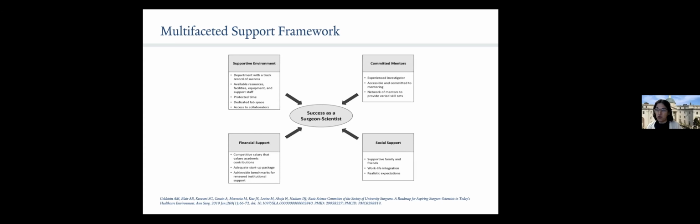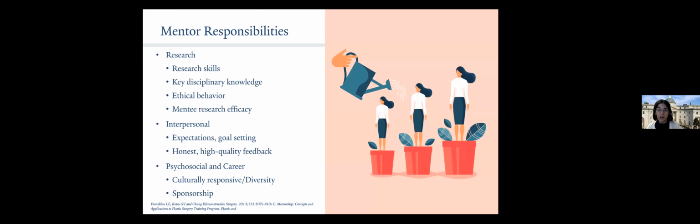But committed mentors are critical, and the things we mentioned in this paper are an experienced investigator, someone who is an expert in their field, who is definitely one of your main scientific mentors. They have to be committed to mentoring. And then a network of mentors is something we all talk about: some of them are life mentors, some are subject matter mentors, and some are peer mentors. So what is the responsibility of a mentor?